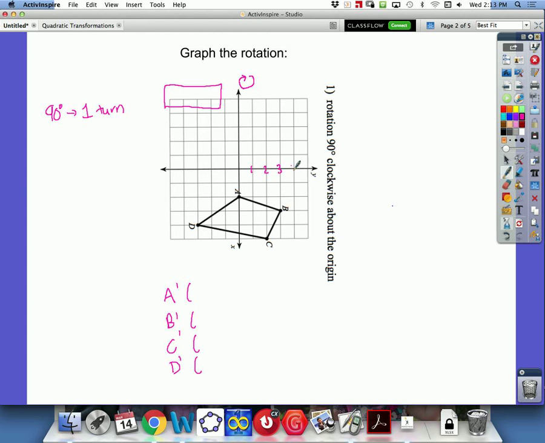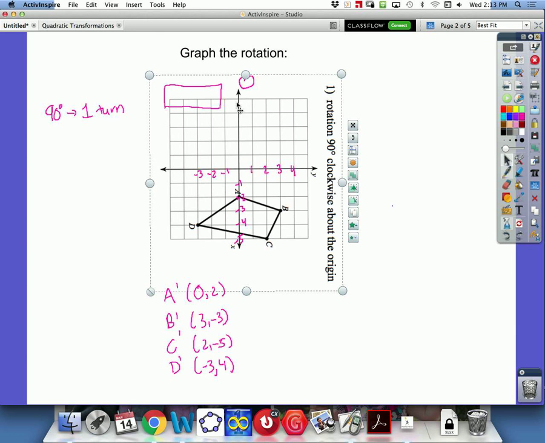1, 2, 3, 4, -1, -2, -3, -4, -5. And all I'm going to do is say, okay, my new A is right here. That's when x is 0, y is 2. If I go to B, that's going to be x is 3, y is -3. If I go to C, that's 2, -5. And now my D is over here at -3, 4.